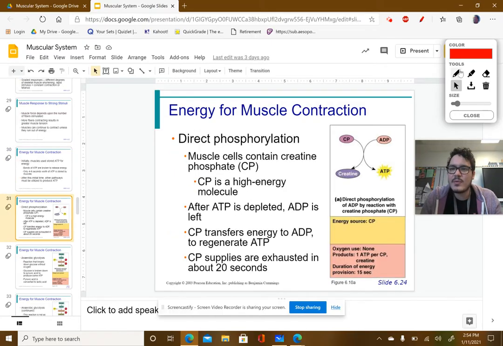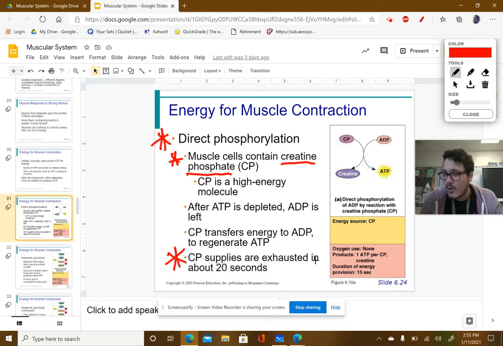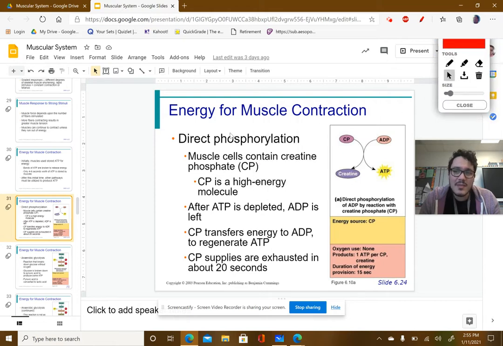One of the first pathways that we can utilize is a concept called direct phosphorylation. Direct phosphorylation is when your muscles use a particular molecule called creatine phosphate. Creatine phosphate is a high energy molecule. It's going to recharge ADP, which is what's left over after your ATP is depleted, and thus you can use ATP again. The concern is that your muscles only have enough creatine phosphate to provide you with another roughly 20 seconds. So it's not exactly a ton of extra energy. So there's got to be better methods, right?